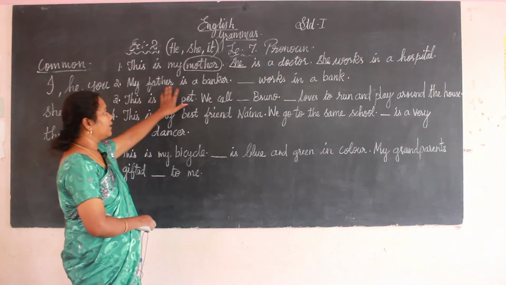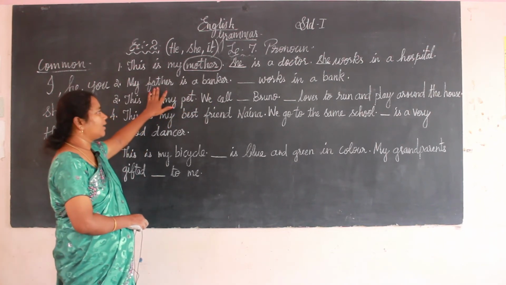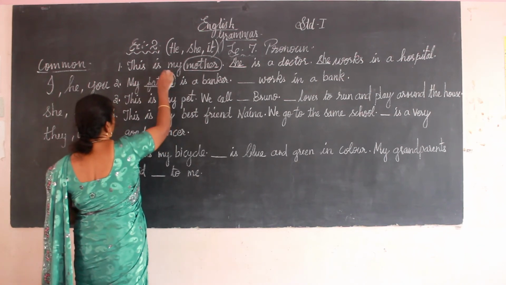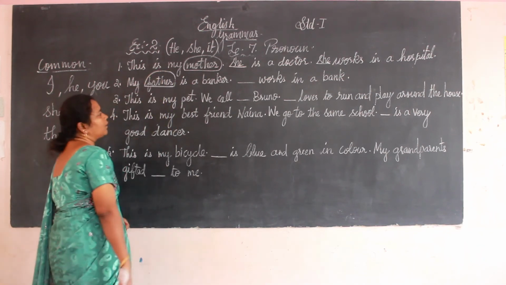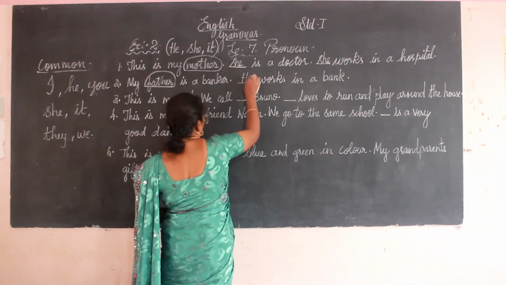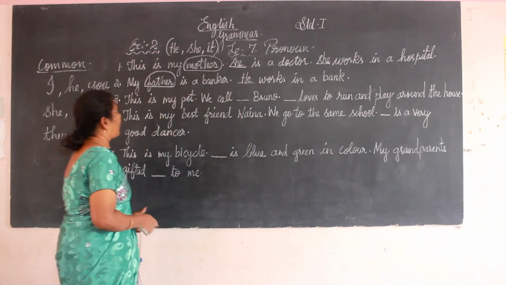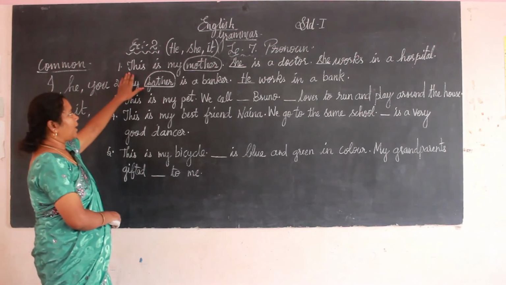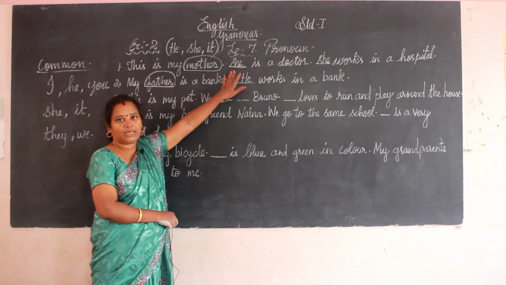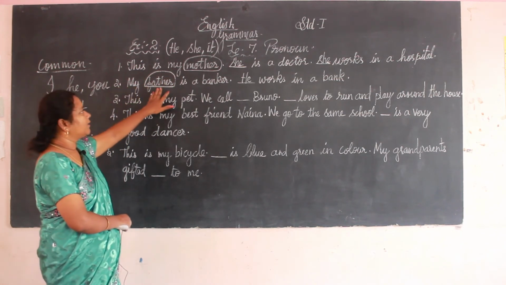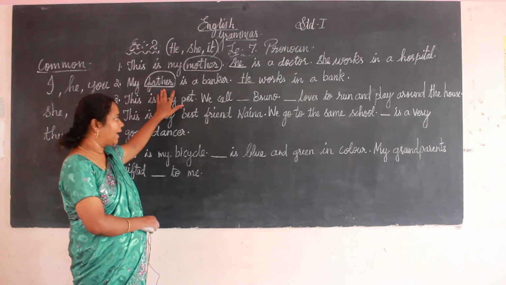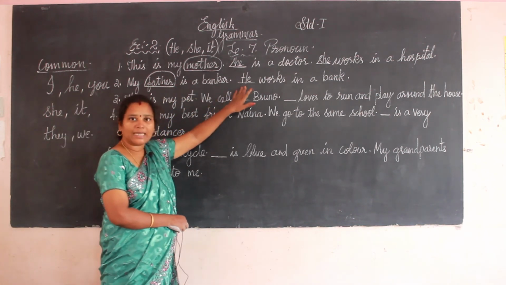Okay. See the second one. My father is a banker. Father is a male one. So what will you write here? You will write he works in a bank. Okay. The first one, this is my mother. Mother is a female, so we have written she. Here father is a banker, father is a male, so we have written here he.